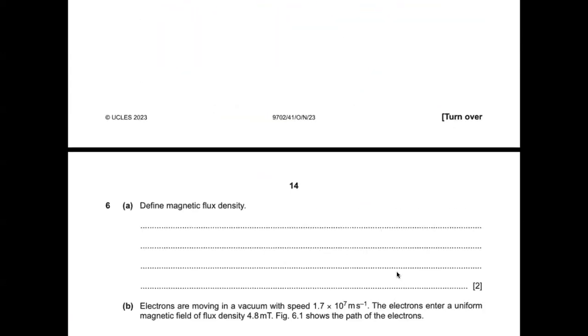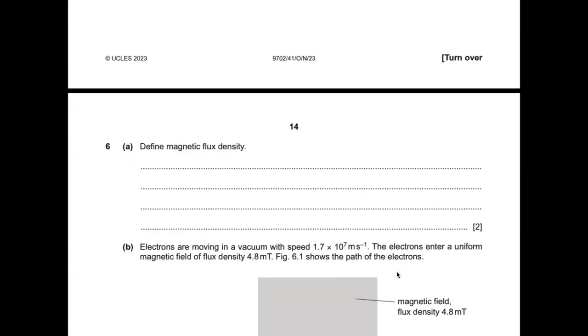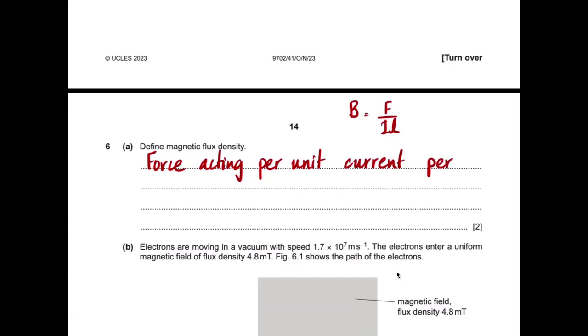Let's move on. 6. Define magnetic flux density. So magnetic flux density is defined by this equation, right? So you say this is the force acting per unit current per unit length. Is there something else in this equation that's not written right now? F equal to BIL. What else is there? BAN? No, that's a different one. That's phi. That's the equation for magnetic flux. We're talking about magnetic flux density.